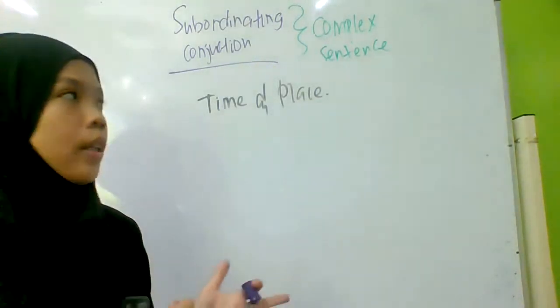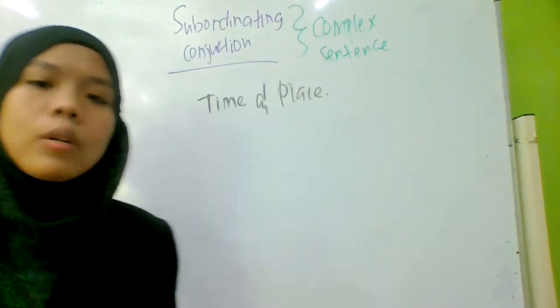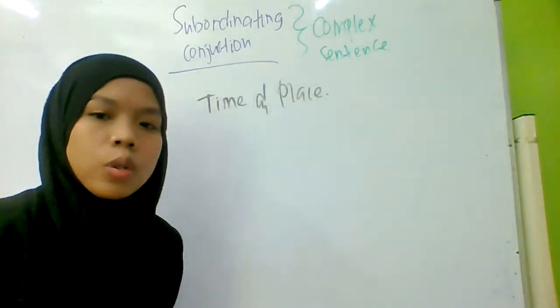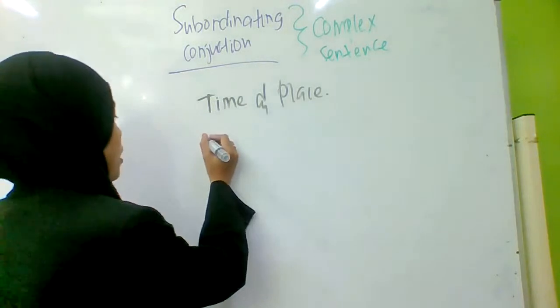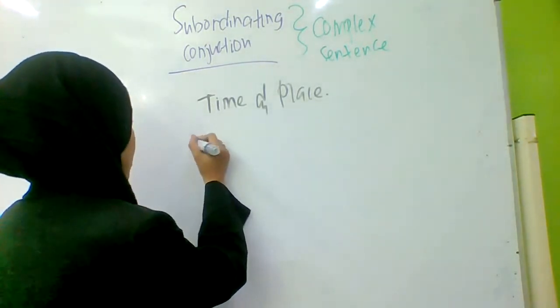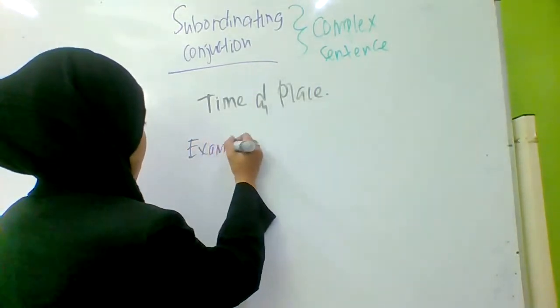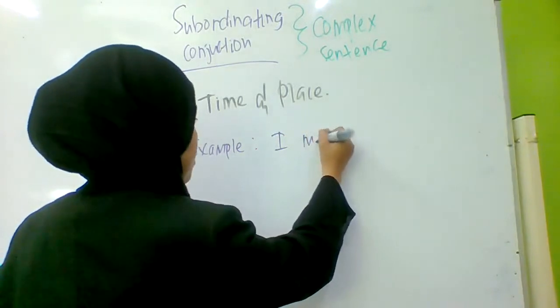So just now, one type of subordinating conjunctions is for time, and also place. We can use this one. For this one, you can start with an example sentence: I met them.